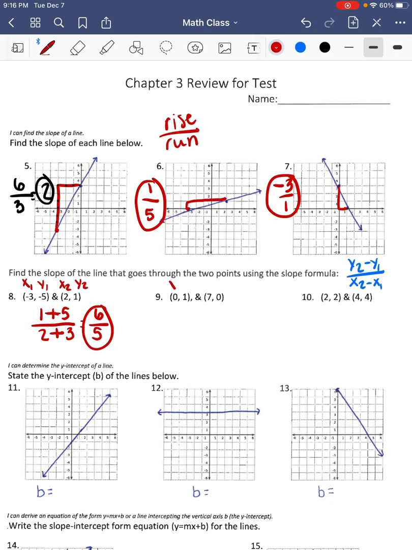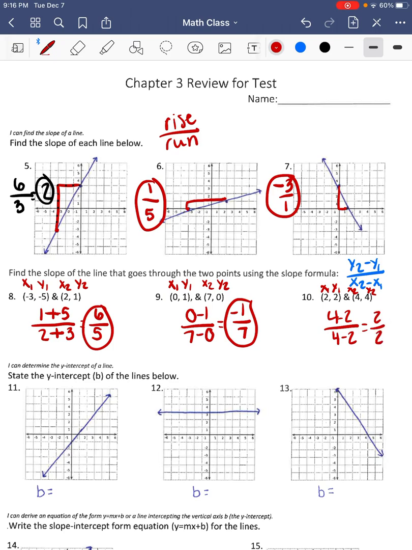Number 9, this is your x1, your y1, your x2, your y2. 0 minus 1 over 7 minus 0. 0 minus 1 is negative 1. 7 minus 0 is 7. This also does not reduce. The last one, this is your x1, your y1, your x2, your y2. So we're going to have 4 minus 2 over 4 minus 2, which is 2 over 2. And 2 over 2 reduces to 1.